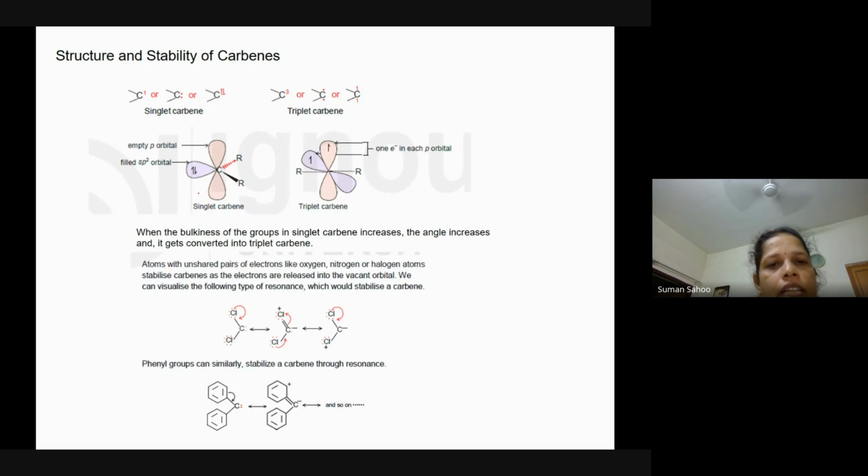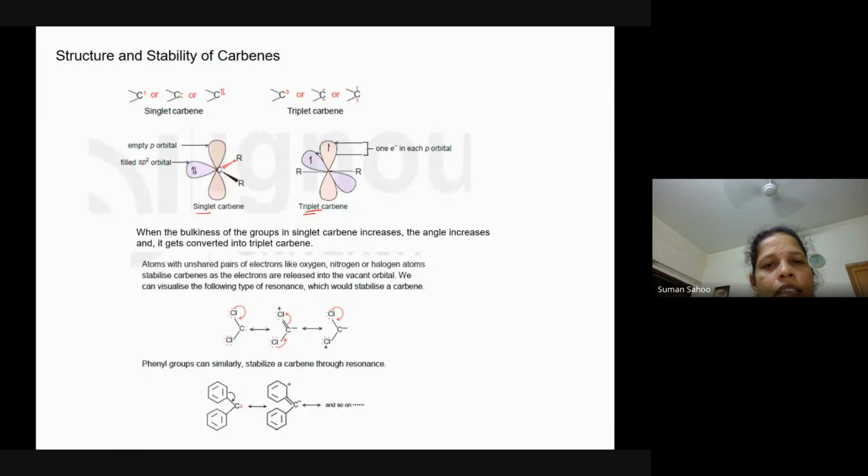When it undergoes sp2 hybridization, both the electrons go to the sp2 hybrid orbital and the p orbital remains empty. But in the case of the carbene which undergoes sp hybridization, two p orbitals remain. As they are degenerate, every orbital will have one electron. This one is known as the singlet carbene and this one as the triplet carbene.